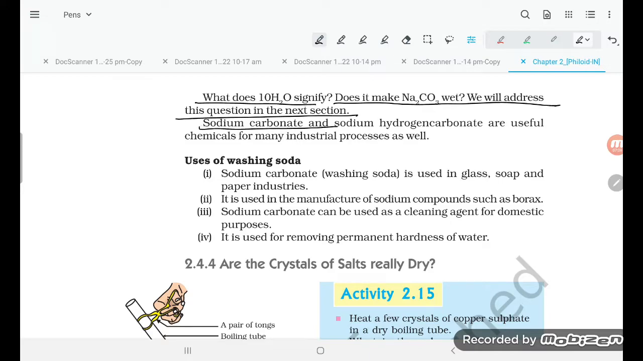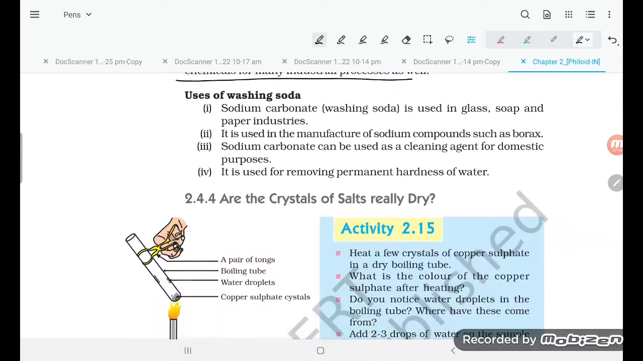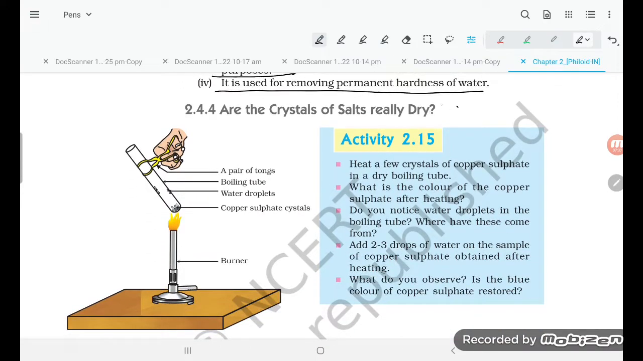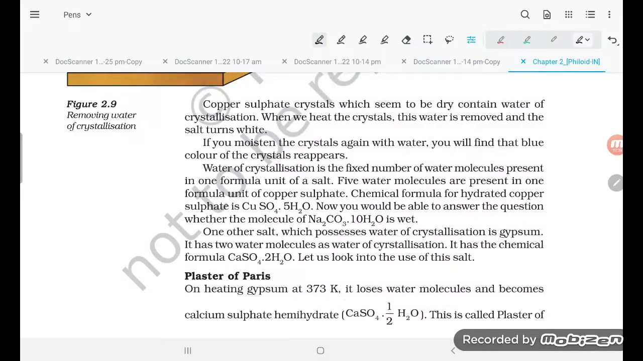Sodium carbonate and sodium hydrogen carbonate are useful chemicals for many industrial processes as well. Usage of washing soda: sodium carbonate is used in the glass, soap and paper industry. It is used in the manufacture of sodium compounds such as borax. Sodium carbonate can be used as a cleaning agent for domestic purposes. It is used for removing the permanent hardness of water.